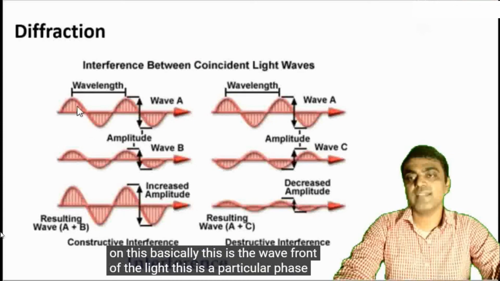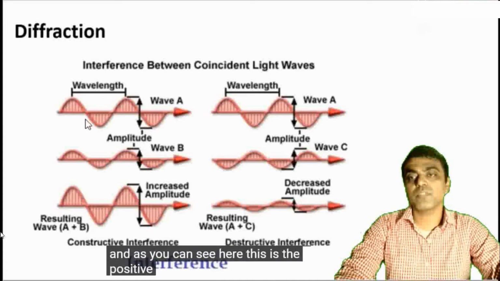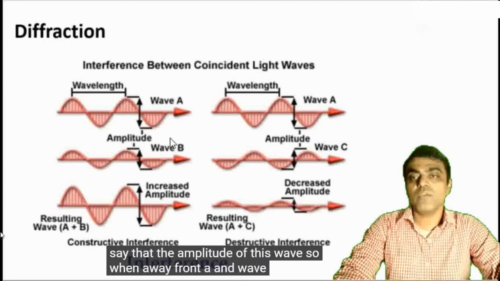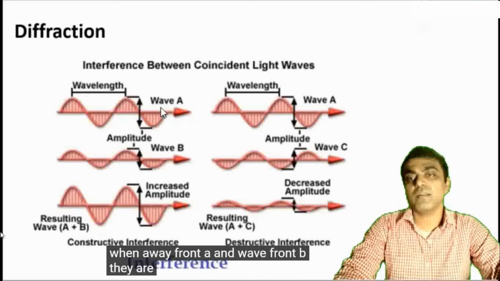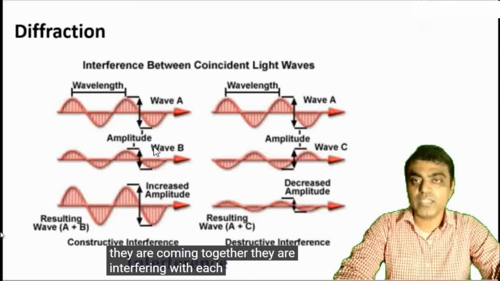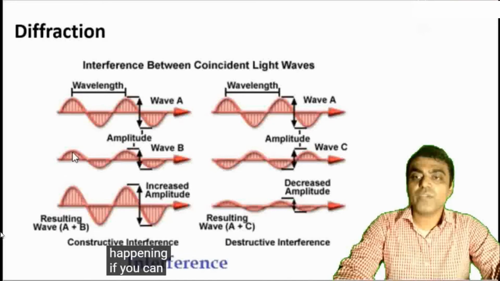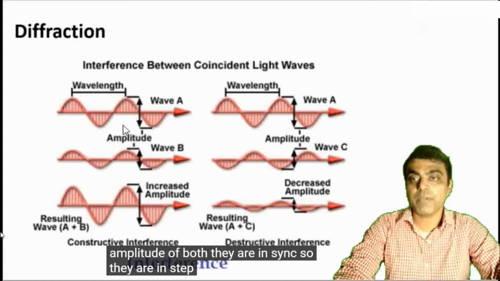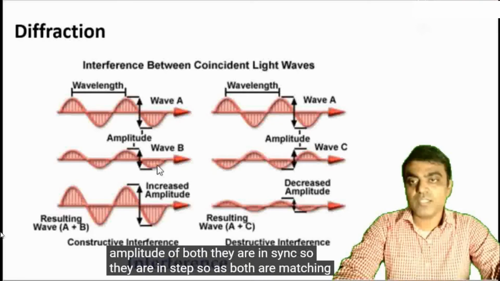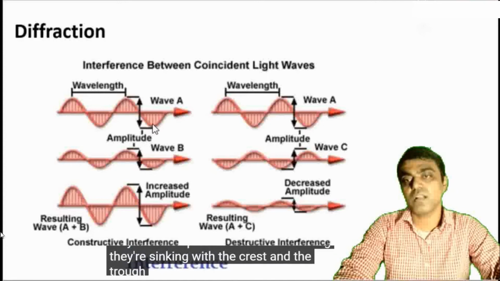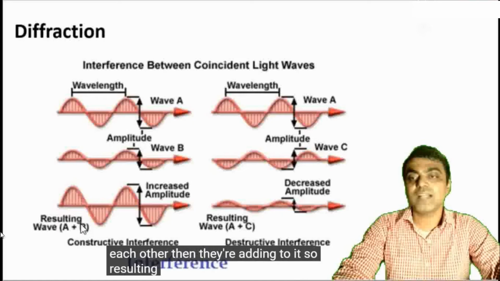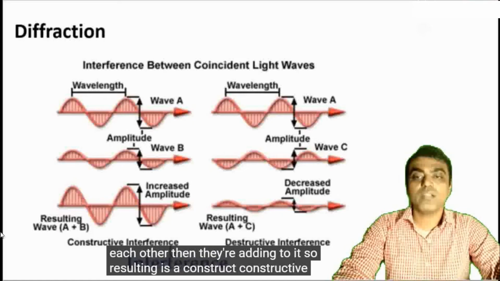To have a more elaborate understanding of this, basically this is the wave front of the light. This is a particular phase, and as you can see, this is the positive and the negative, or you can say the amplitude of this wave. When wave front A and wave front B come together, they interfere with each other. What is happening? You can see the positive amplitudes of both are in sync, so they are in step. As both are matching, syncing with the crest and the trough, they are adding to each other, resulting in constructive interference.